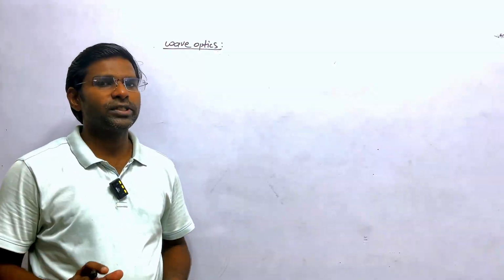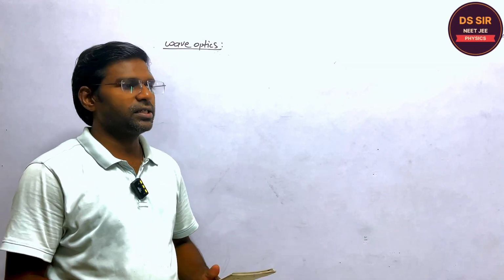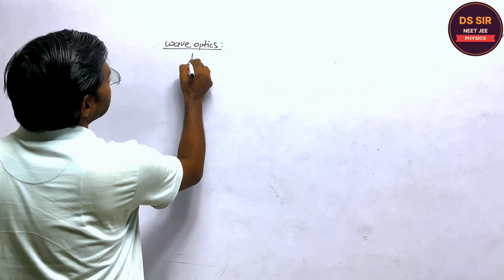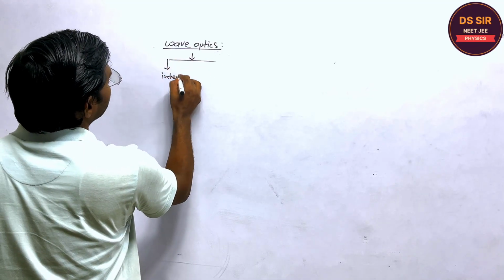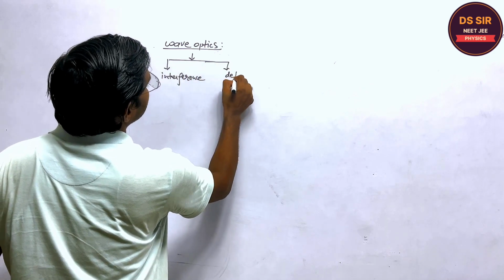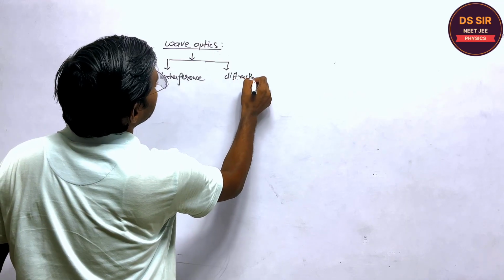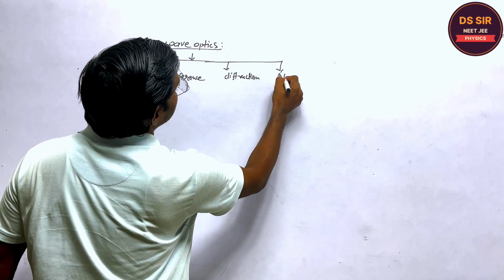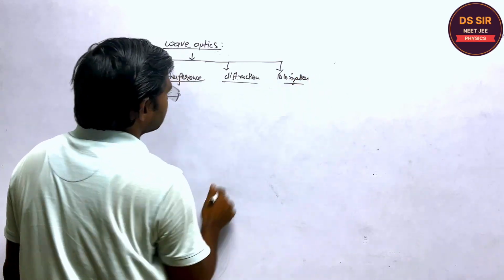So today we are going to discuss wave optics, right? In this chapter we will discuss the Young double slit experiment, interference, and diffraction. Under wave optics we will discuss interference and diffraction. Also we will discuss polarization, right? So there are three topics we are going to discuss in this chapter.